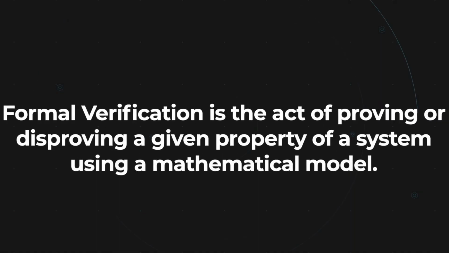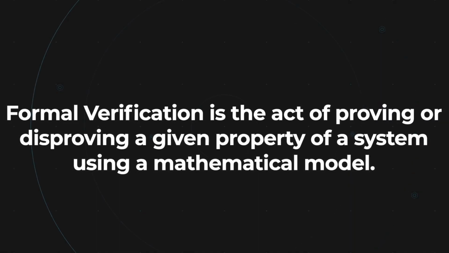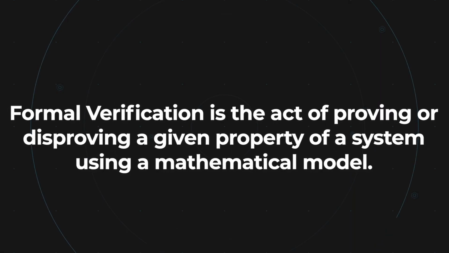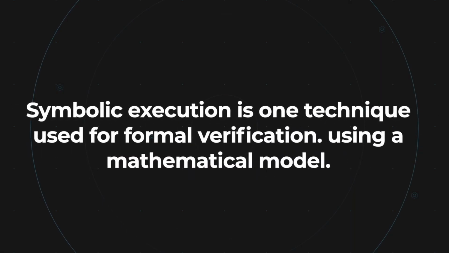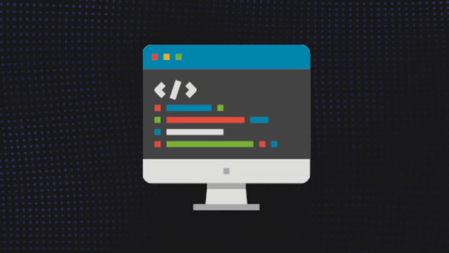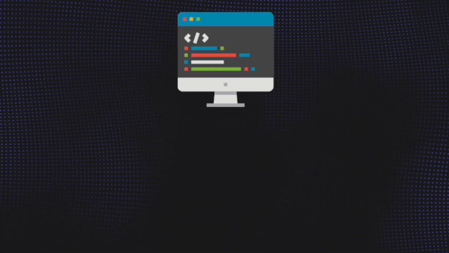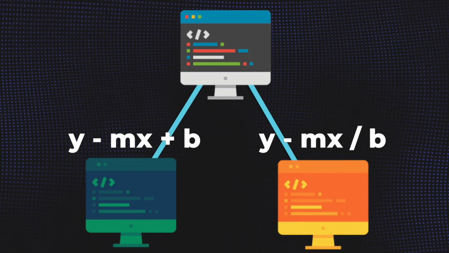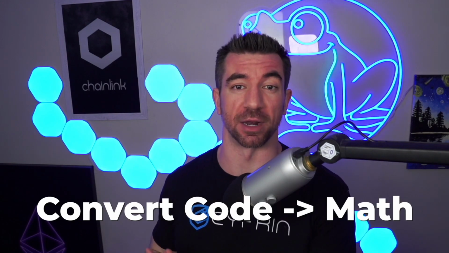Formal verification is the act of proving or disproving a given property of a system using a mathematical model. Symbolic execution is one technique used for formal verification. Symbolic execution explores different paths in a program, creating a mathematical representation for each path, or more plainly, converting your code to a set of mathematical expressions. Is this the silver bullet for your auditing journey?